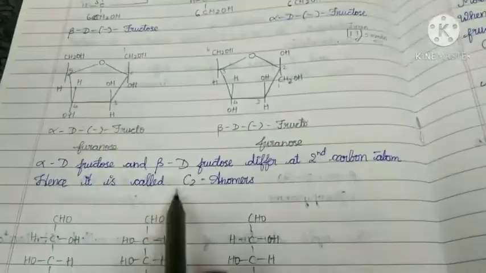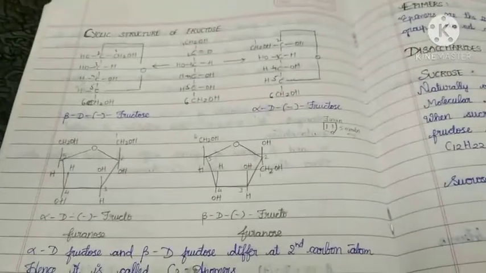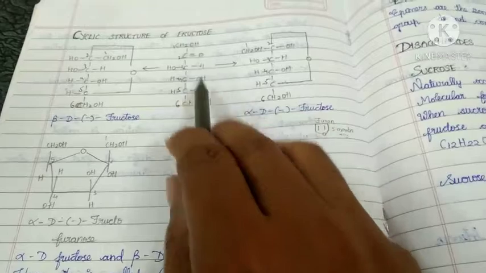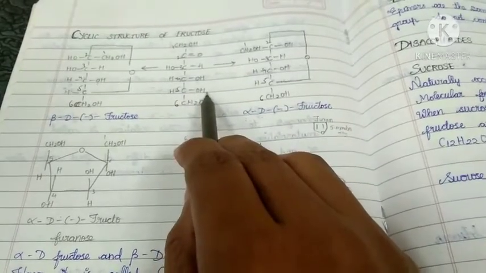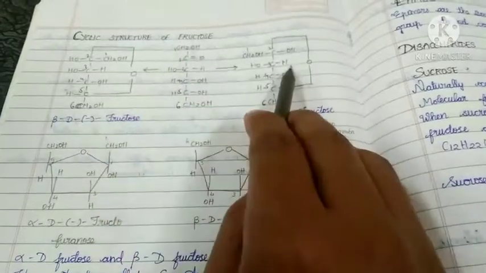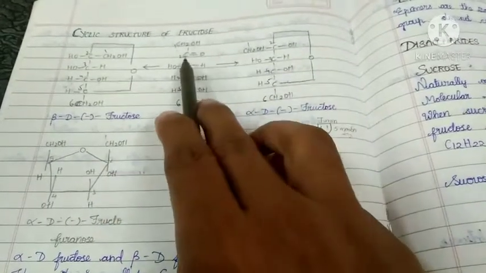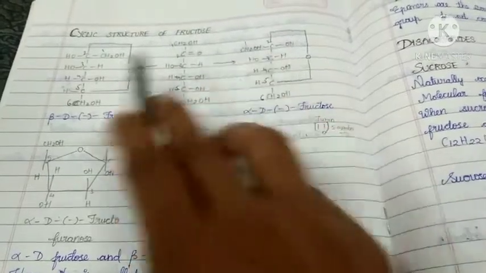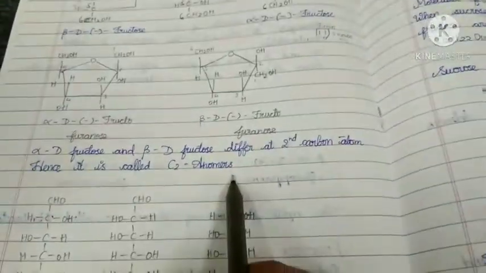That is why these are C2 anomers. These are also obtained due to this functional group. That means when the hydrogen of the OH group attacks at this carbon, only then do these structures form. So these two structures differ at the functional group carbon. This is the second carbon, here also the second carbon. That is why these are called C2 anomers.